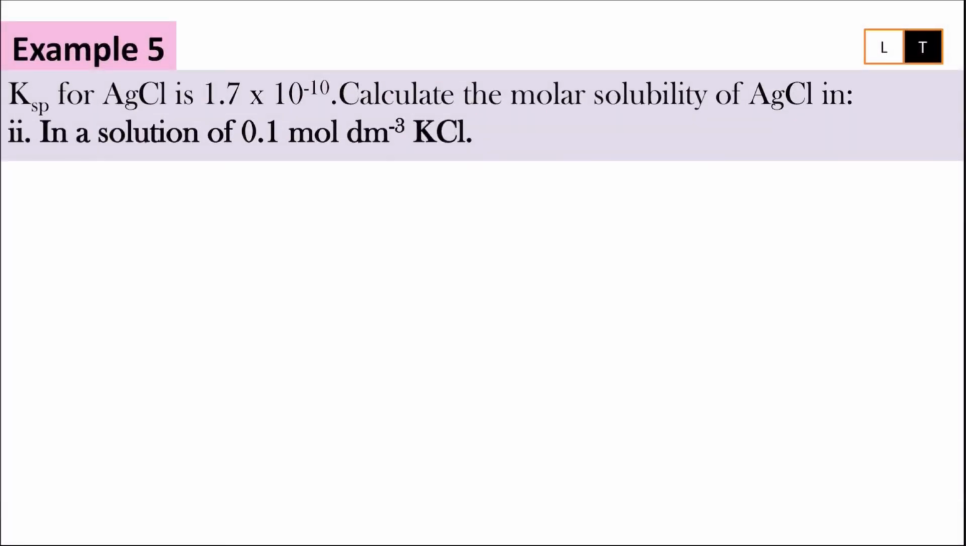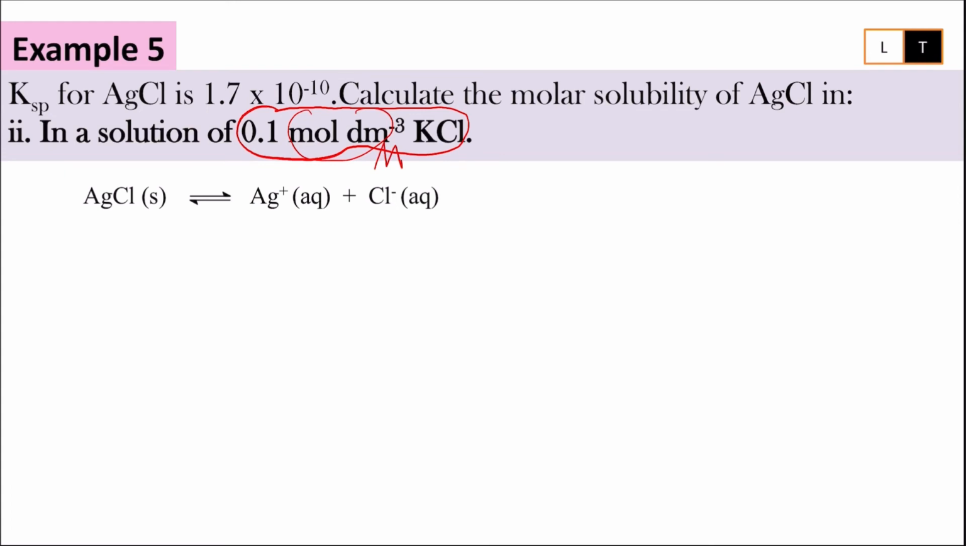Kita continue pula example 5, masih lagi example yang sama, cuma sekarang dia minta awak calculate molar solubility in a solution of 0.1 mole per dm cube KCl. So macam mana kita nak jawab soalan ni? Macam biasa, write dulu the equation. So AgCl solid reversible with Ag plus Cl minus. Memandangkan kita menggunakan solution 0.1 molar. Okay, ini molar ya, sama je maksud.